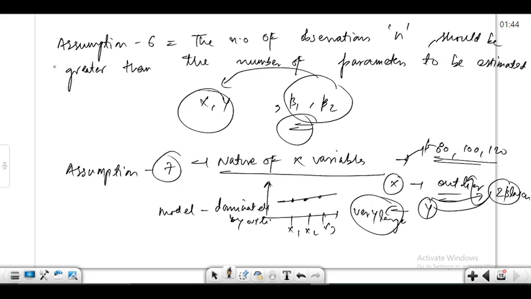All these assumptions are basically true for your population regression function, PRF. These are not true for your SRF, these are true for your PRF, whatever assumptions we have made here. So this was all about the assumptions of the CLRM model. I hope it was able to generate some understanding.